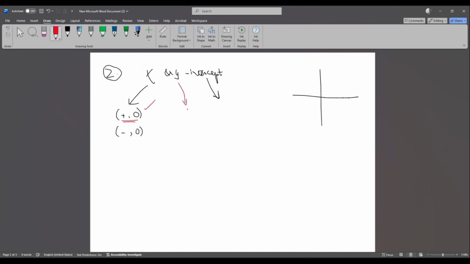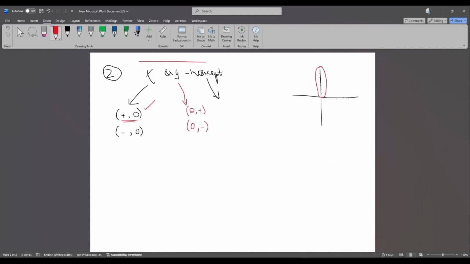Similarly, for the y-intercept, we also get two forms. What if it's a 0 value for x, but some positive value of y? Now we are talking about this axis right here. So this point should be on the positive side of the y-axis. Another form could be a value of x that is 0 and some value of y that is negative. So the x and y-intercepts can be in these four corresponding forms.